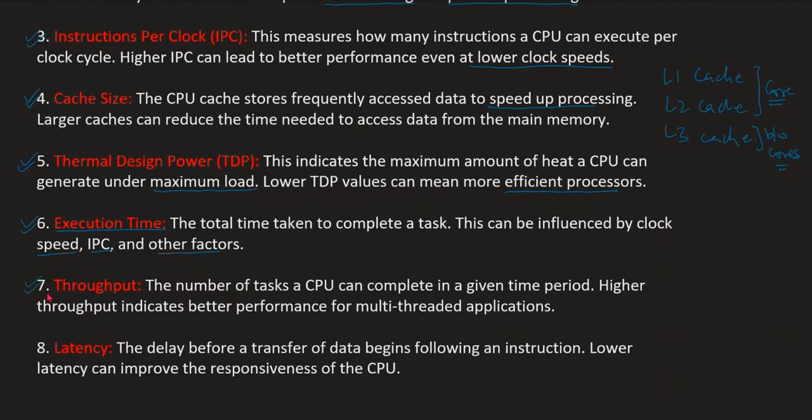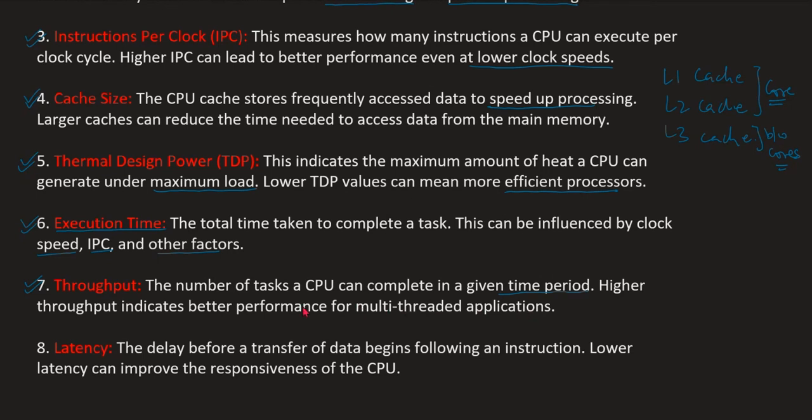Throughput is another parameter that defines the performance of computer systems. Here the number of tasks a CPU can complete in a given time period is considered as the throughput. So in a given period of time, how many tasks are completed by the CPU is the throughput. Higher throughput indicates better performance for multi-threaded applications.